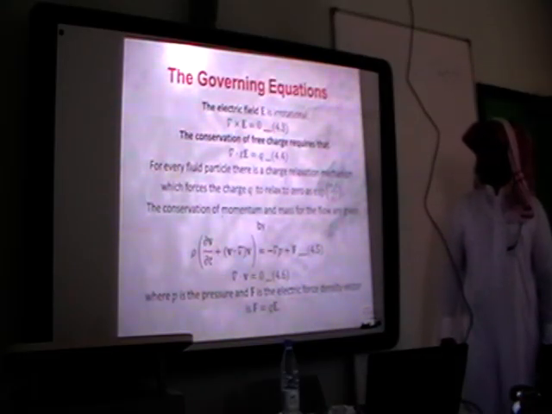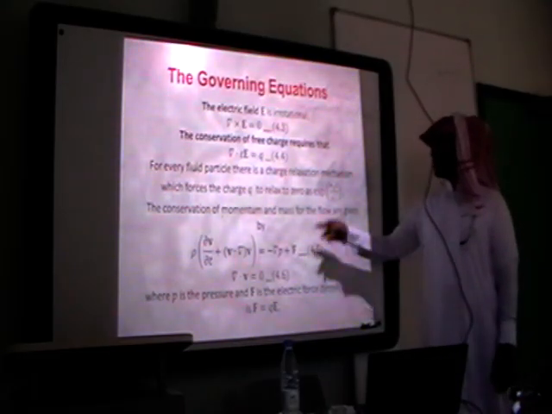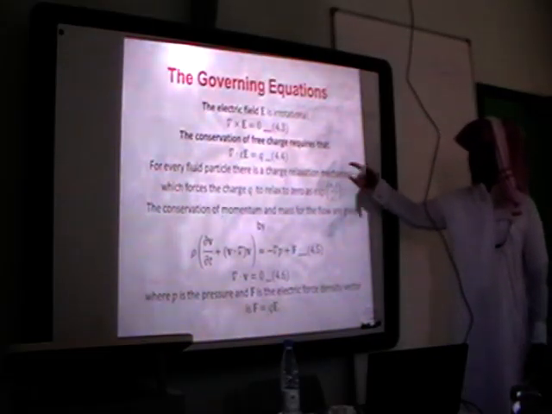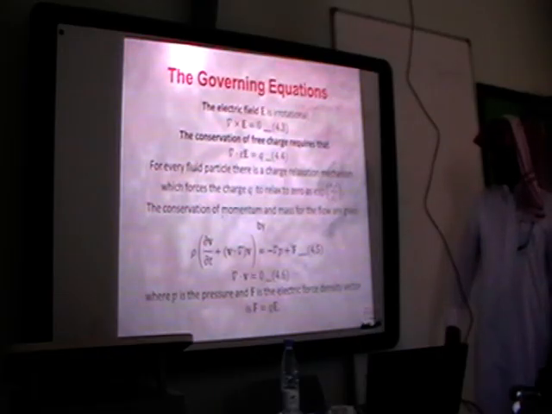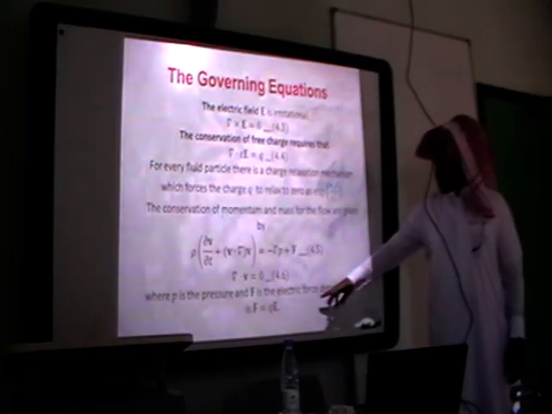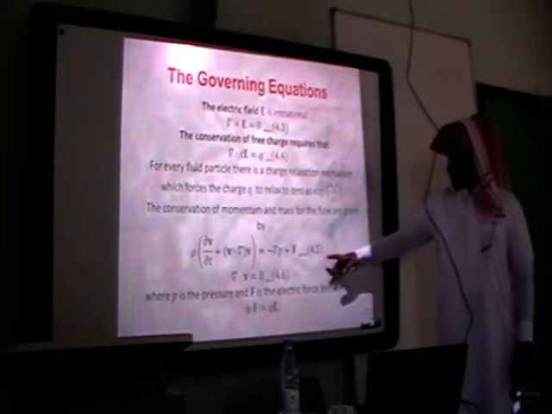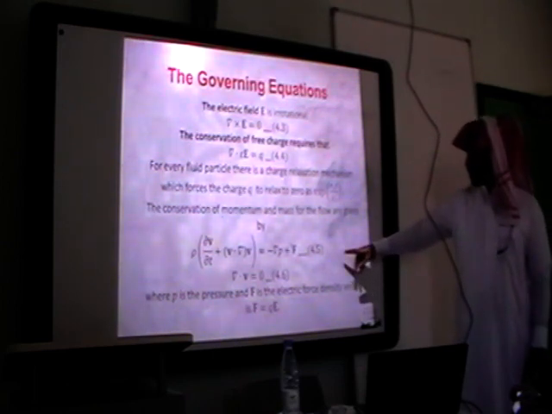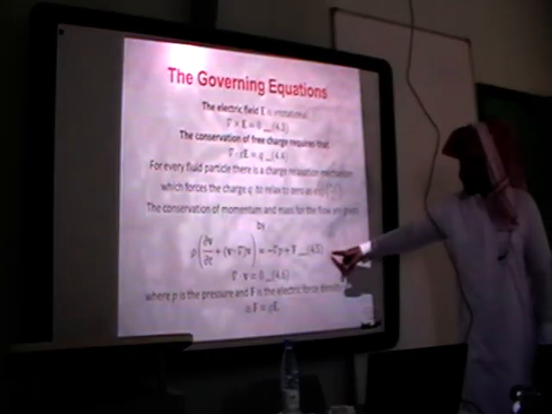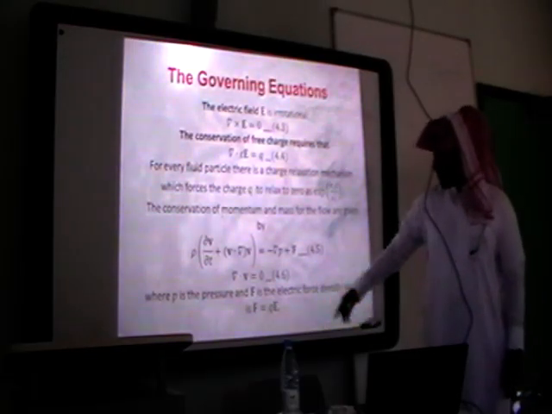The conservation of the free charge requires equation 4.4. For the fluids, the conservation of momentum and mass are given by 4.5 and 4.6.